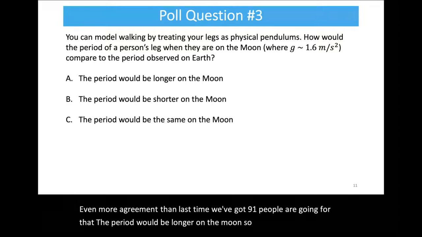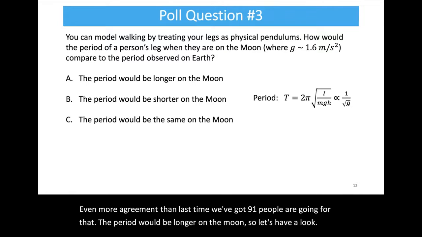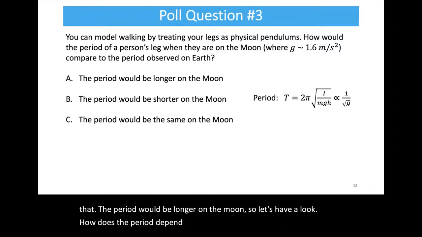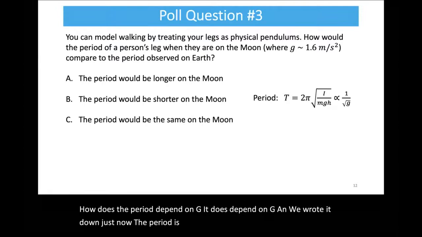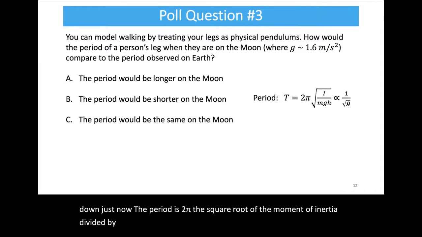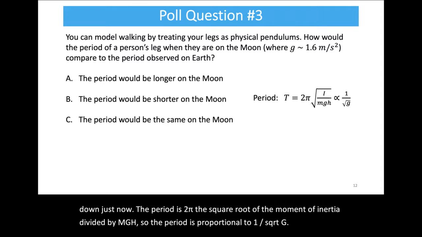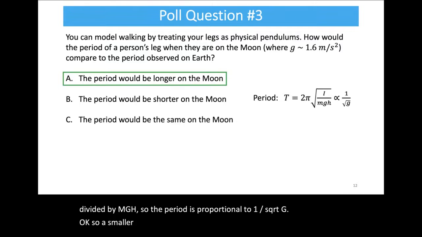So let's have a look. How does the period depend on g? It does depend on g, and we wrote it down just now. The period is 2 pi times the square root of the moment of inertia divided by mgh. So the period is proportional to 1 over the square root of g. A smaller g leads to a longer period.